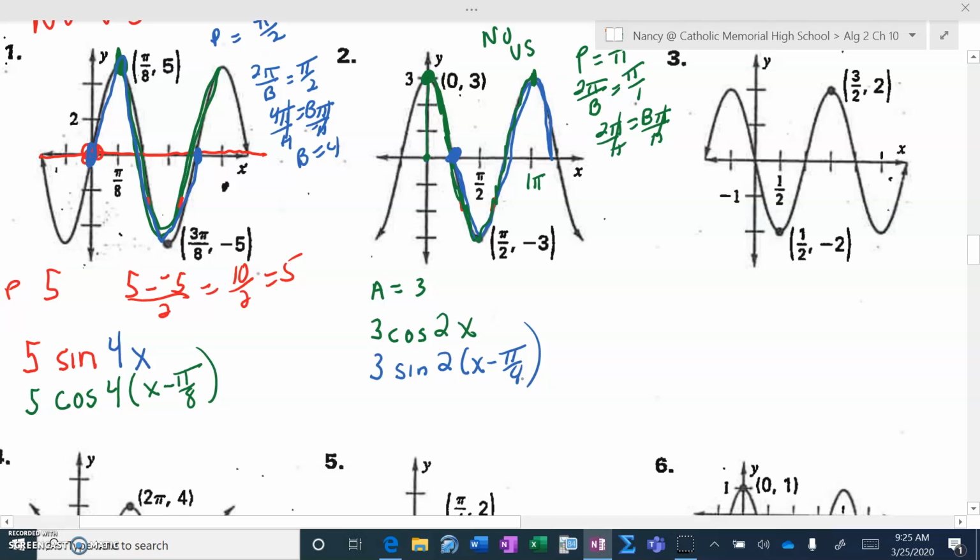And the only thing I always look at last is should the amp on the sine stay positive. And I look at this sine graph. It went down first, so that's an upside down sine. So we just change that to negative.